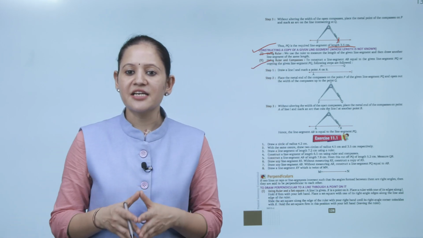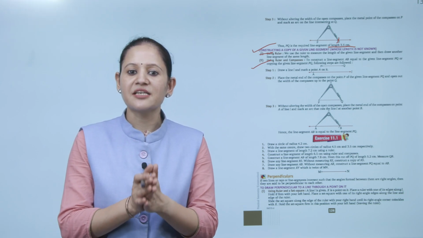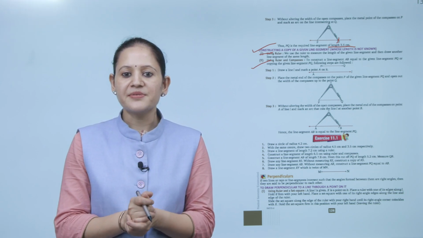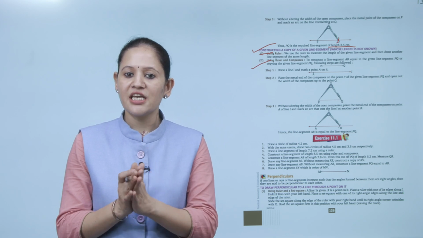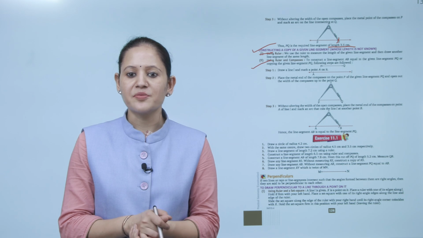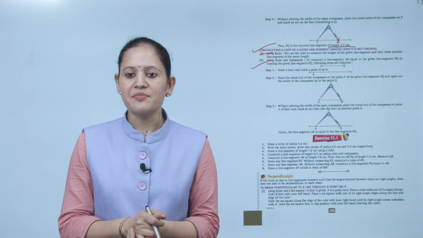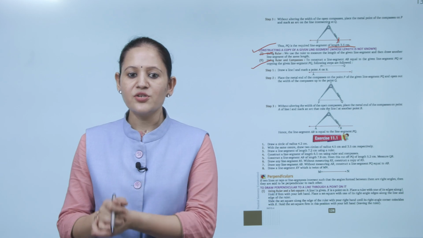To construct a line segment AB equal to the given line segment PQ, or copying of the given line segment PQ, the following steps are followed. First, draw a line L and mark a point A on it. Place the metal end of the compass at the point P of the given line segment PQ and open the width of the compass so that it reaches point Q.